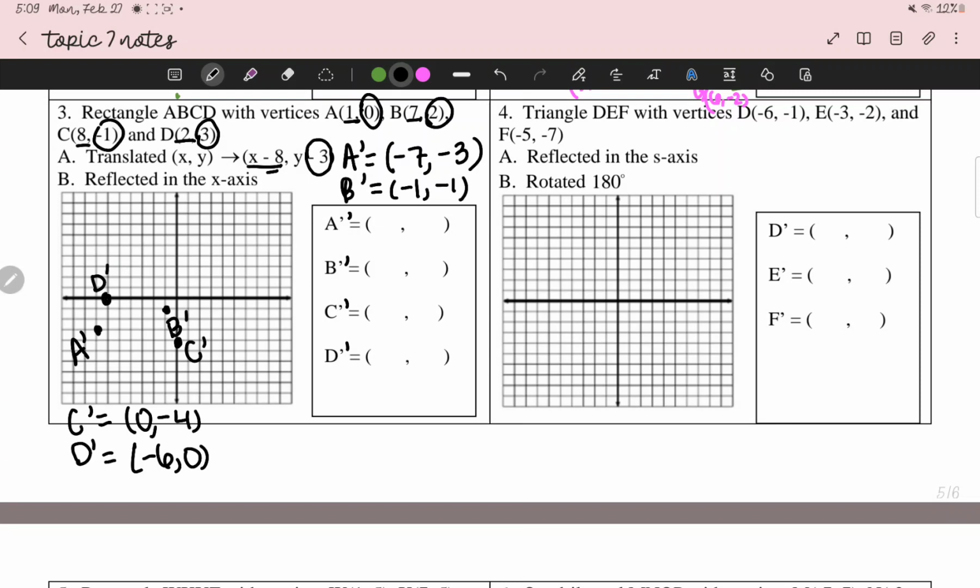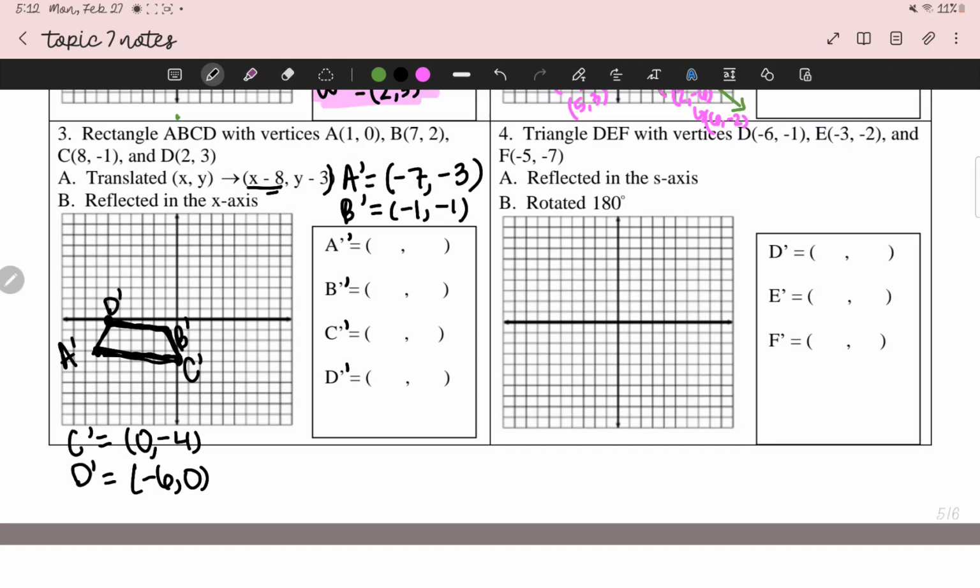They said it's a rectangle. I don't think I did mine right. Of course I didn't. So that one was negative 7, negative 3, and negative 6, 0. I'm not sure what this is. Even though this is clearly not a rectangle, these are the coordinates that apparently it's supposed to be, so we're just going to keep moving on.